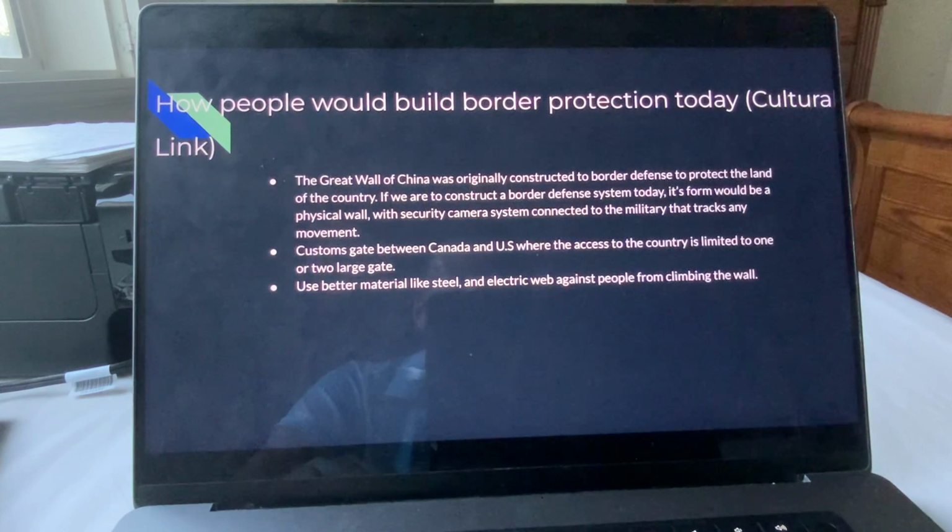I think if we were to construct a border defensive system today, its form would be a physical wall with a security camera system connected to the military that tracks any movement, also a customs gate, and also using better materials like steel and electric wire to prevent people from climbing the wall.